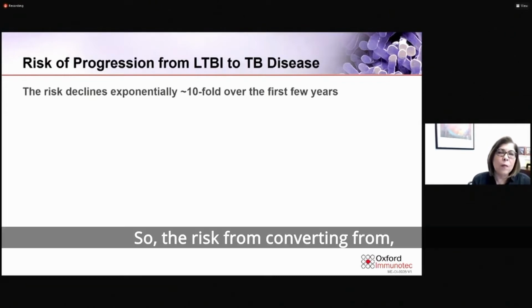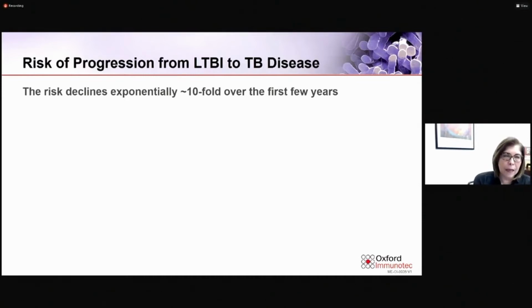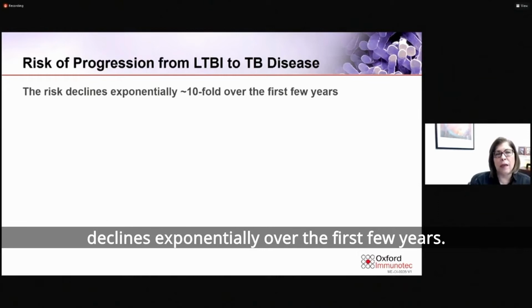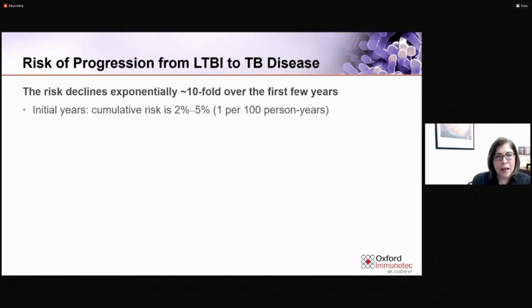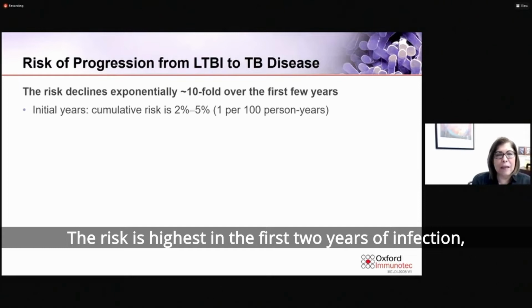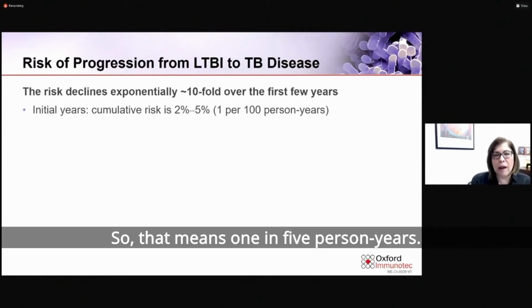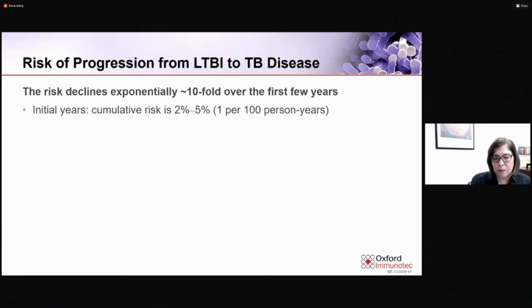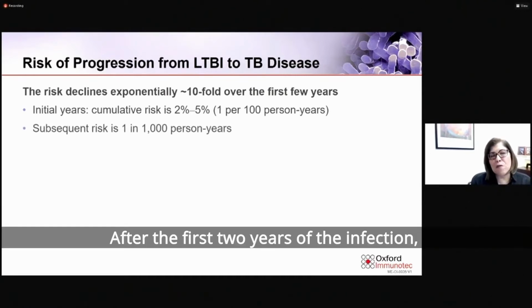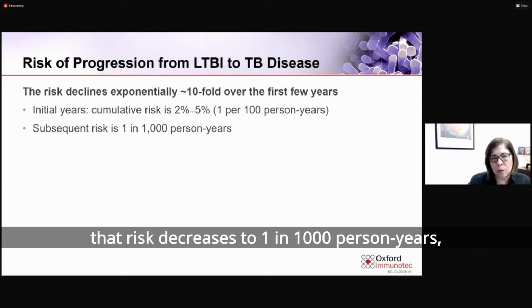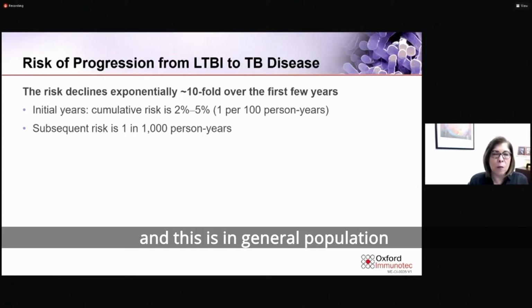So the risk of going from LTBI to TB disease declines exponentially over the first few years. The risk is highest in the first 2 years of infection, and it is estimated to be about 5%. So that means 1 in 5 person years. After the first 2 years of the infection, that risk decreases to 1 in 1,000 person years. And this is in the general population without any immunodeficiencies.